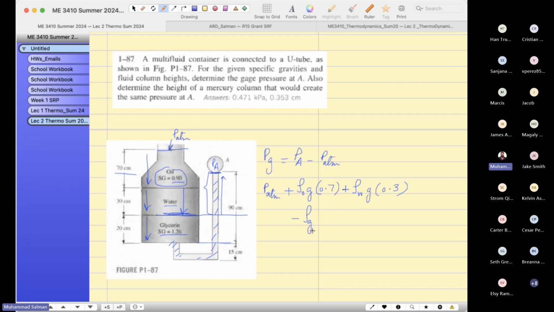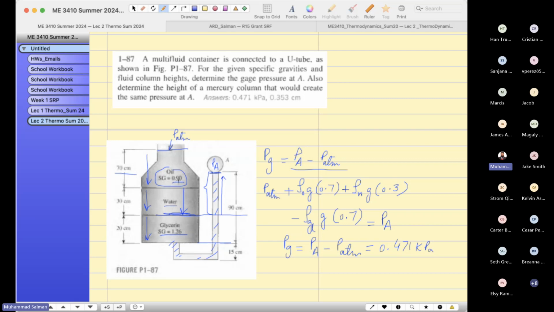For glycerine, rho g h with 0.7. Make sure you find the difference of the two sides. The difference in the two sides is 70 centimeters for the glycerine pressure head, and that is equal to PA. We have to find PA minus P atmospheric pressure in order to find the gauge pressure. Then you rearrange everything and you get 0.471 kilopascals.